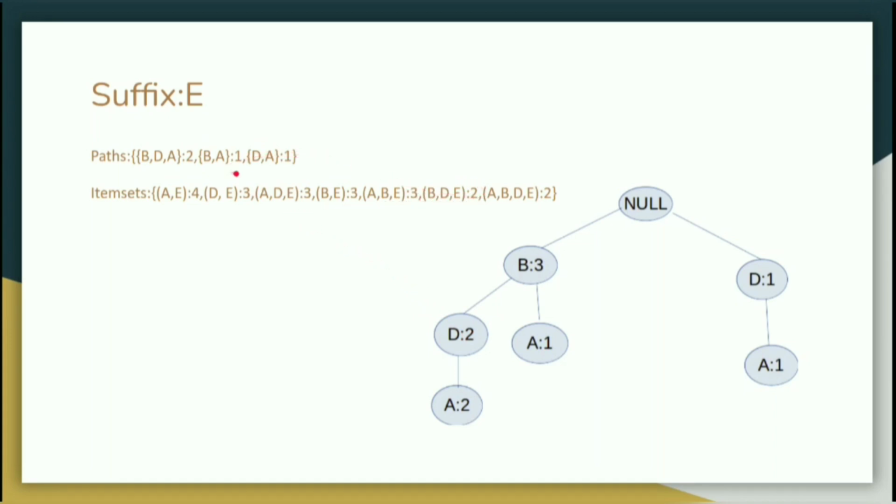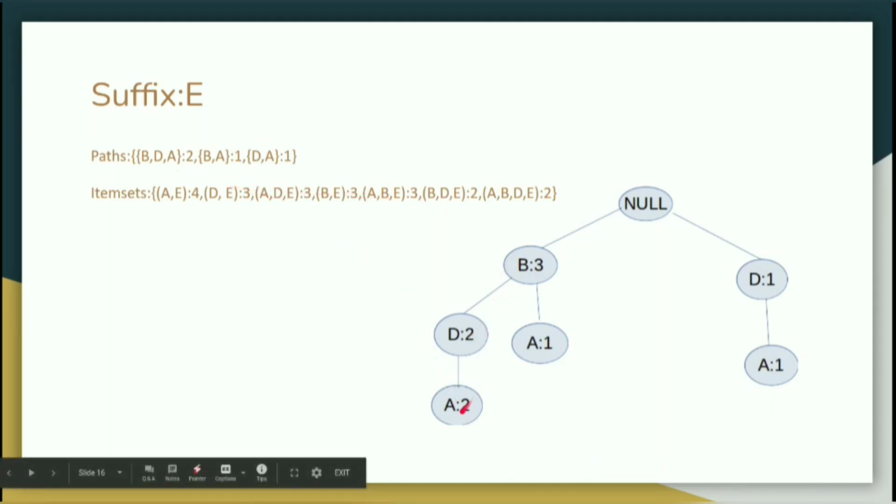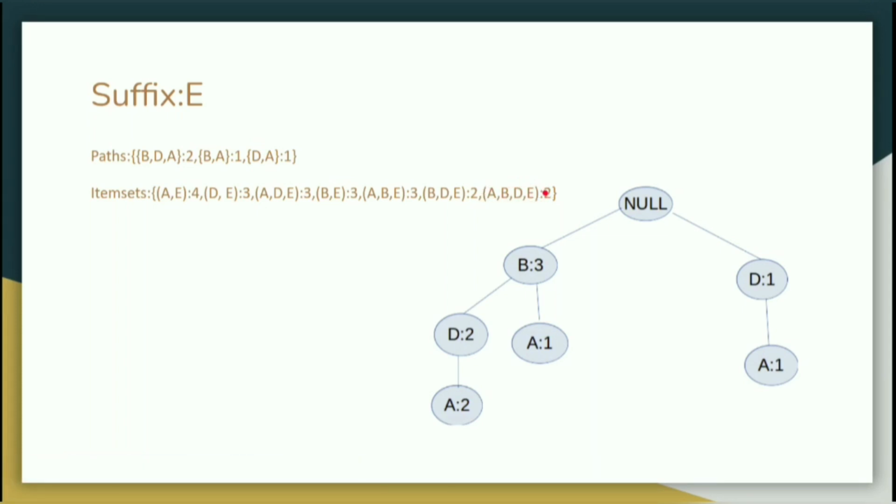Similarly for the 4 item set ADBE, you can see the prefix ADB is present in this path, and it is having the minimum count 2. You will not take this count 3 because the minimum of this path is 2. So you will check this minimum with support count. Yes, it is following the support count, so you will suffix and create this item set.